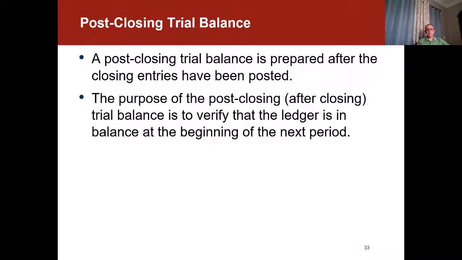Once we're done with that, the next step is to prepare the post-closing trial balance. And that's the last kind of trial balance that we prepare. So remember, we have the unadjusted trial balance, we have the adjusted trial balance, and then the third type of trial balance is the post-closing trial balance. And this is the shortest form of trial balances. Why? Because it doesn't have any revenues, expenses, or dividends. It only includes balance sheet accounts, which are assets, liabilities, and equity, because everything else is closed.